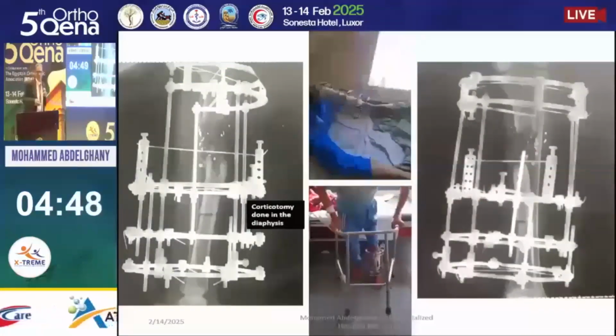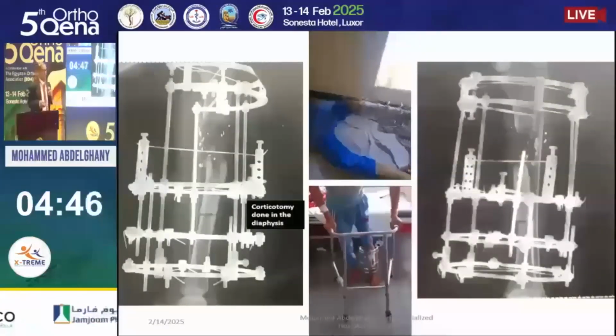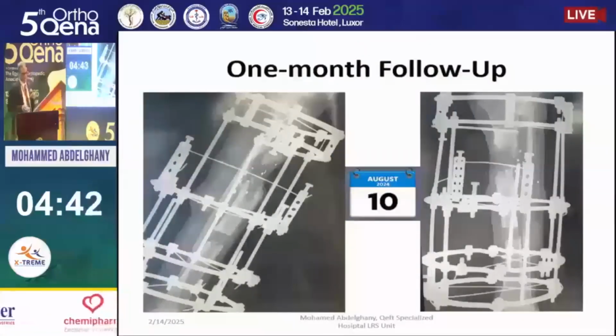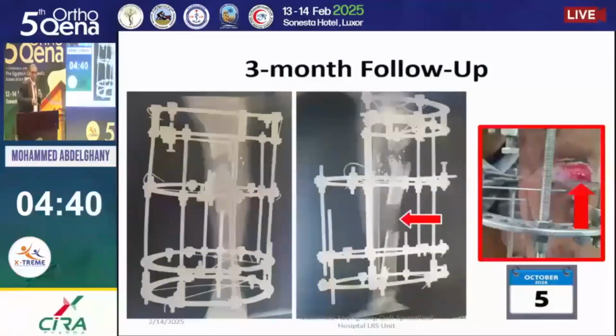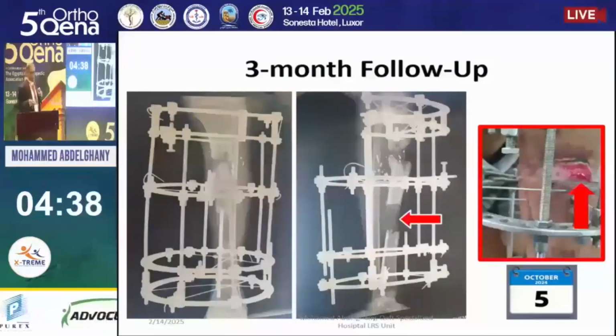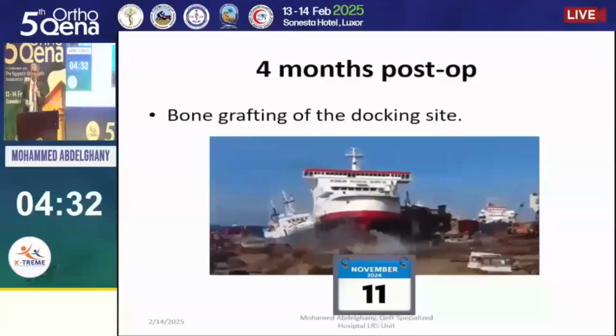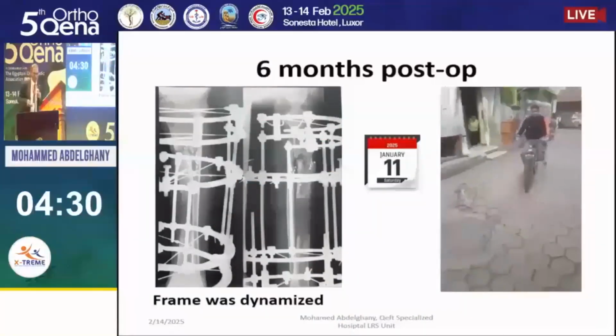This is the patient, early function. Early function is a must with Elizarov. This is a 1 month follow-up. This is a 3 month follow-up. You see the skin condition now is better. We did bone grafting of the docking site at 4 months post-operatively. This is 6 months post-operative.